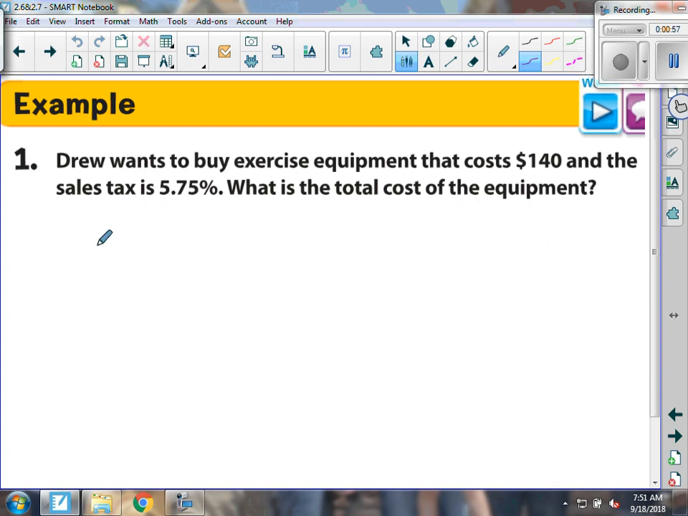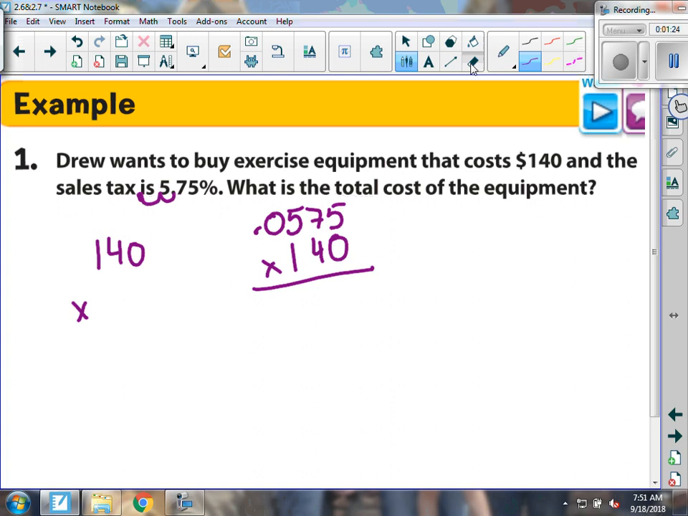So we're going to multiply 140 by 5.75%, but we need to put this in decimal form first. So we've got to get rid of our percent. So move our decimal 2 places to the left. So that's 0.0575. Actually, since this number is longer, I need to put it on top. So this is what I'm going to be multiplying.